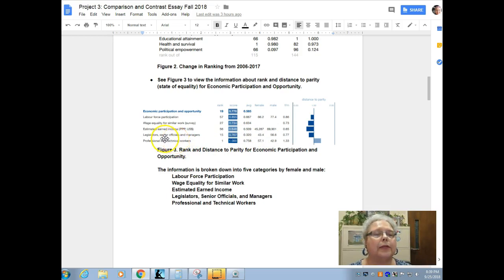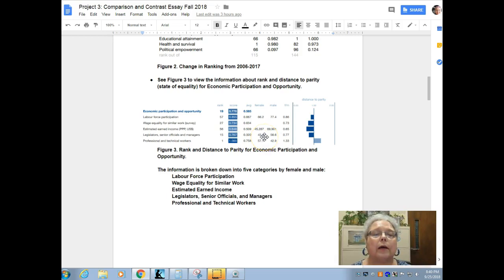And then legislators, senior officials, and managers, like the positions Sheryl Sandberg is encouraging everybody to lean in and aspire to. You can see our distance to parity is closer than the wage gap, but still a good gap there between what it actually is and the number in those careers being equal between men and women.